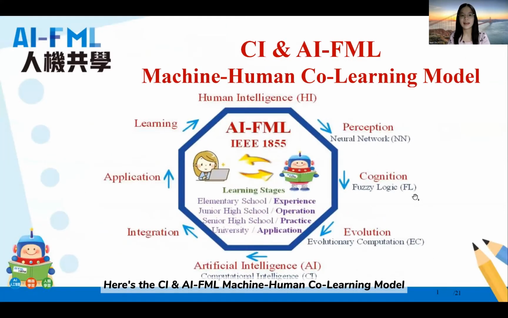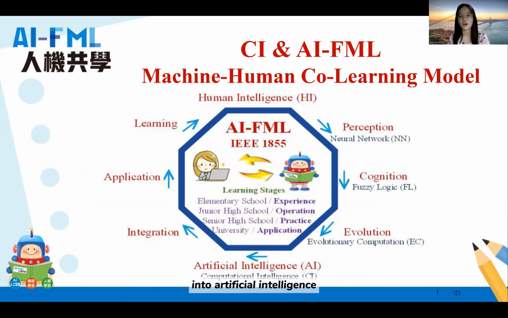Here's the CI and AI-FML machine human co-learning model. AI-FML, known as AI Fuzzy Markup Language, focuses on incorporating human knowledge into artificial intelligence. CI, which stands for Computational Intelligence, is now believed to be one of the most promising AI research fields. The current fact is that many successful AI systems are based on CI.